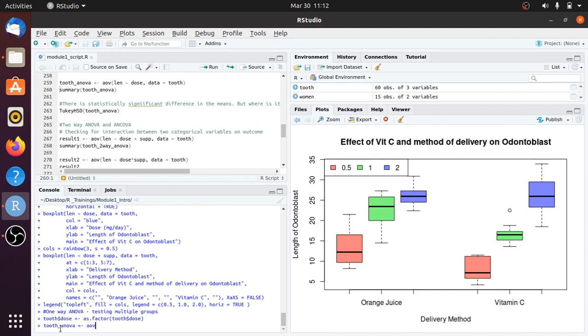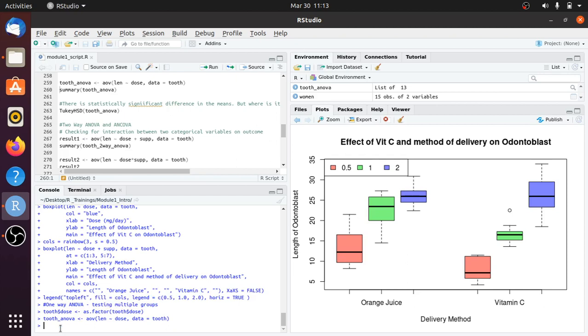You see, aov: how is length dependent on the group? And the group is the dose. We have 3 dose groups. How is length dependent on dose? Does dose play any part in the length of odontoblast? Okay, with that we enter. You are not seeing anything. Why? Because we have stored our results in tooth_anova. Let's just output tooth_anova right away.